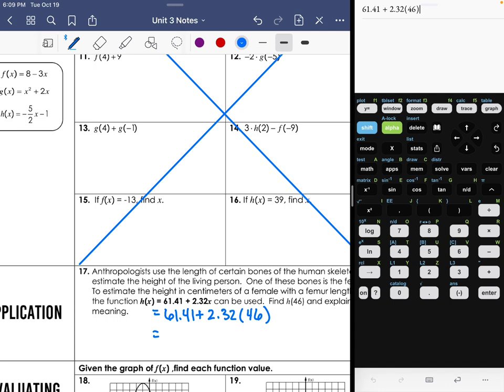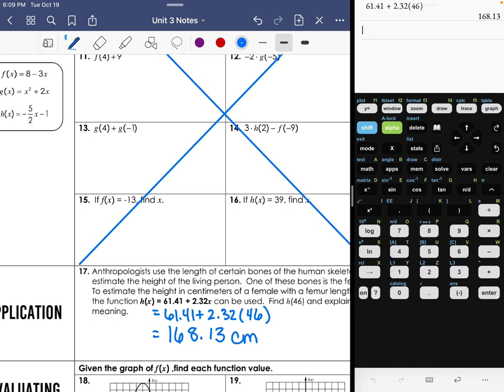So the x is the femur length. So we know her femur was 46 centimeters long. Then we put it into this formula that anthropologists have devised, and that tells us that our person is 168.13 centimeters tall.